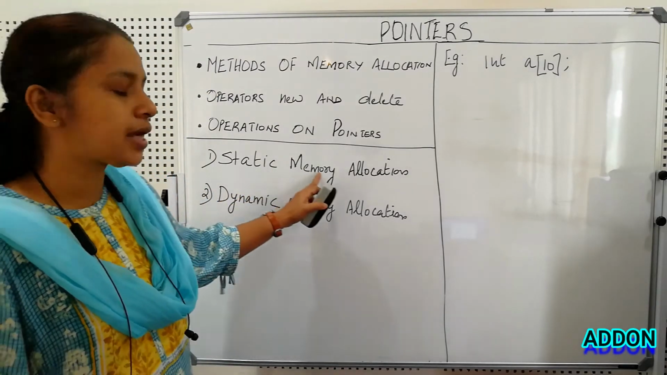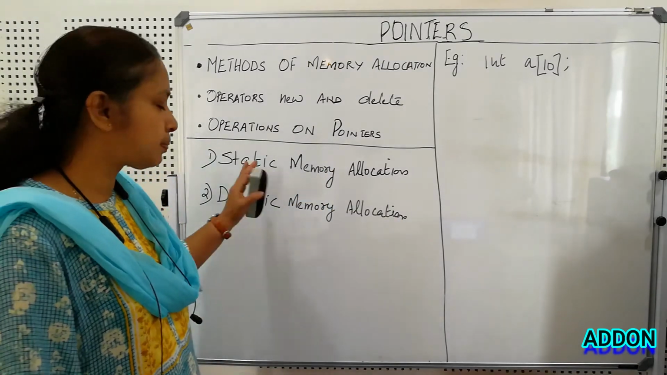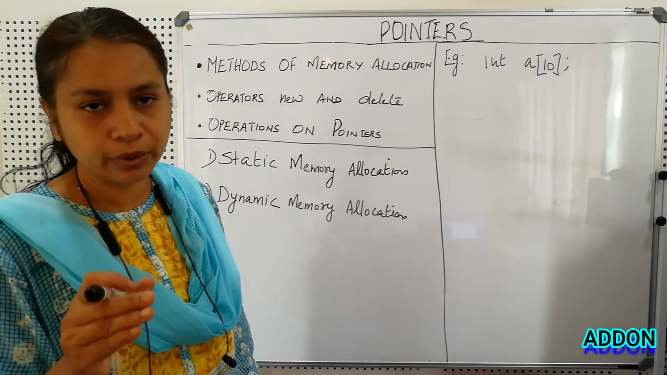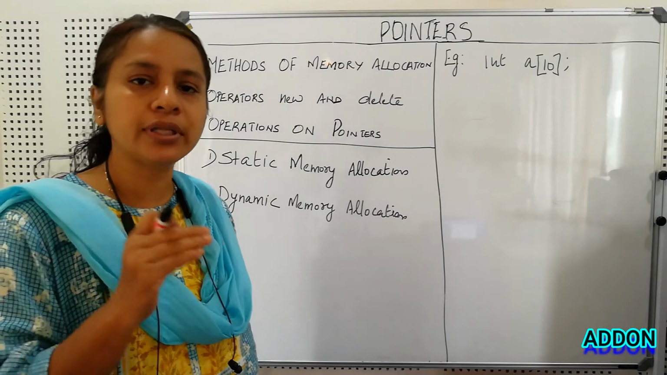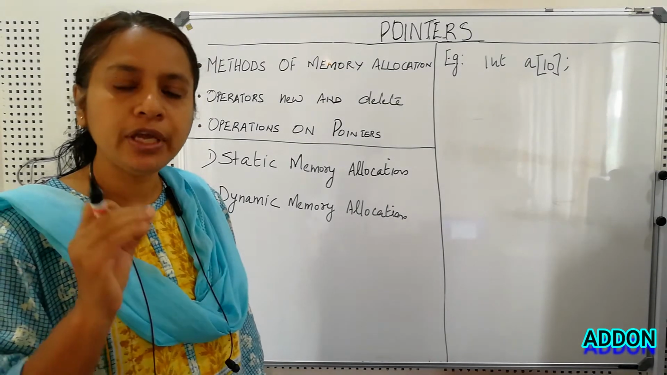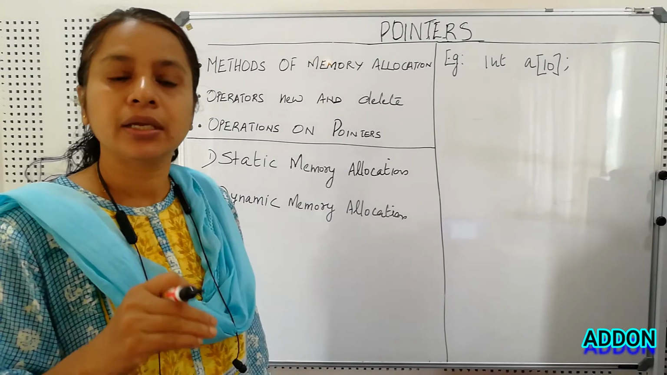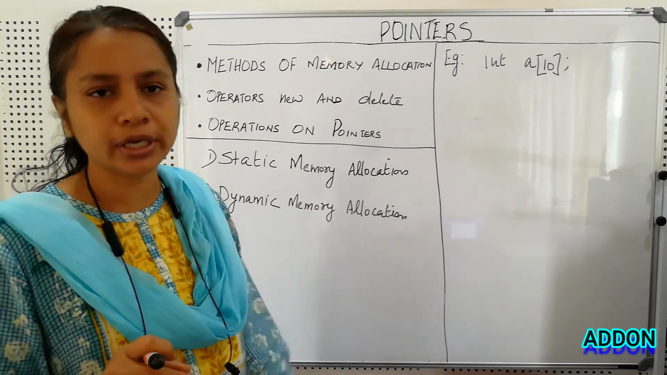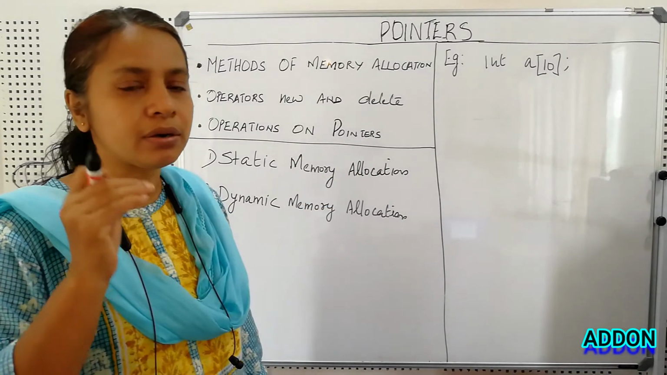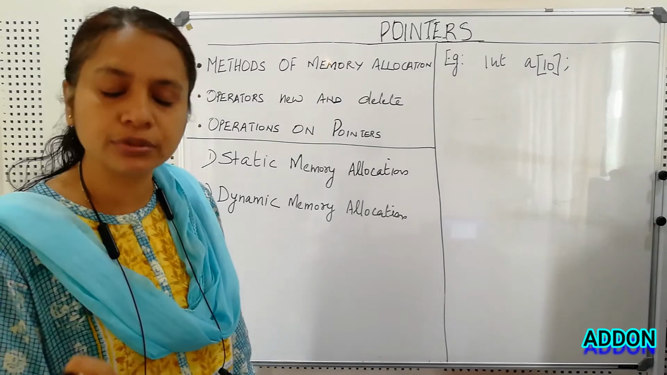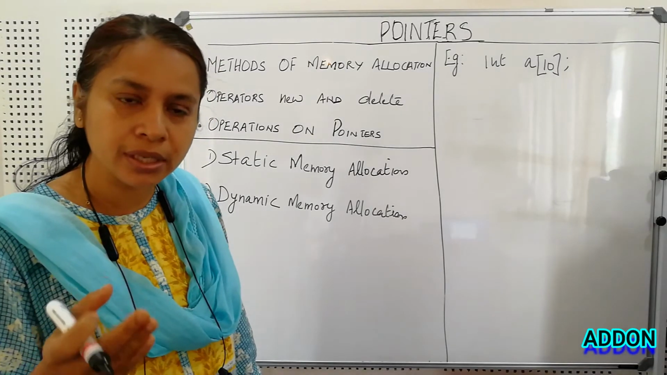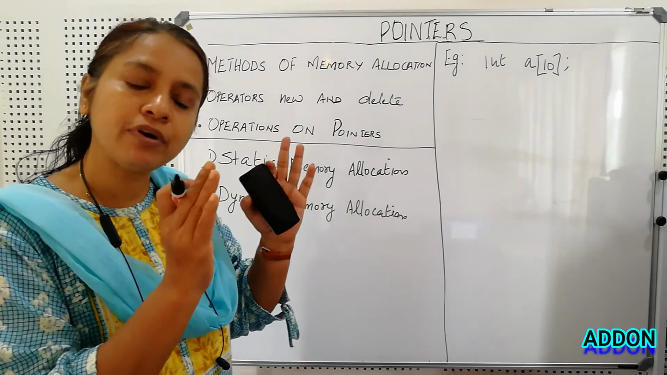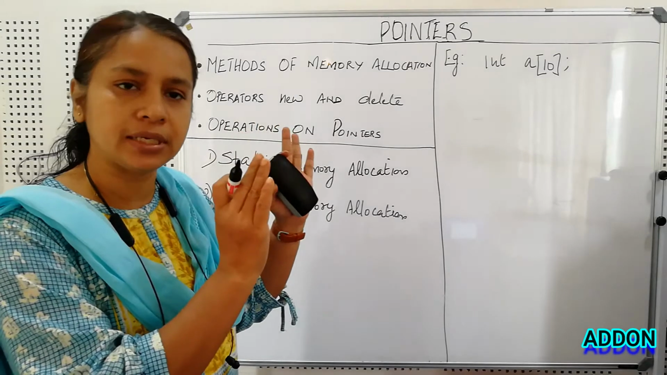So, in the case of static memory allocation, in this method, memory is allocated before the execution of the program. So, we cannot increase or decrease the amount of memory during the execution of the program. That is a disadvantage of static memory allocation. Memory cannot be increased or decreased during the execution of the program because, what's the reason? Because the memory is already allocated before the execution of the program. That means before the execution of the program, the memory is fixed.